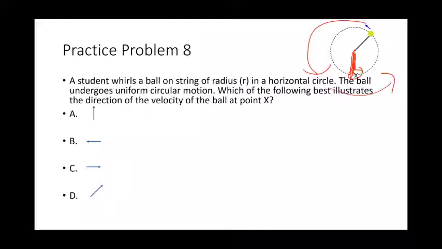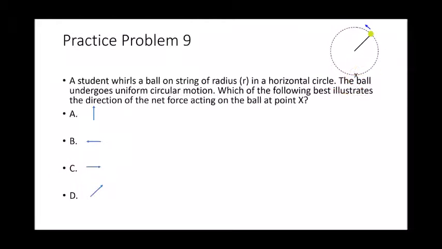What you've got to know is that in uniform circular motion, the velocity of the object is always perpendicular to the radius, to the direction the force is coming from. So the force is coming from here, from this string. The force is pointing always toward the center. The velocity is going to act perpendicular to that force at that instant in time. So our answer here is going to be C.